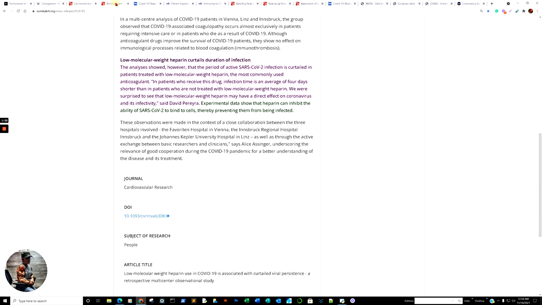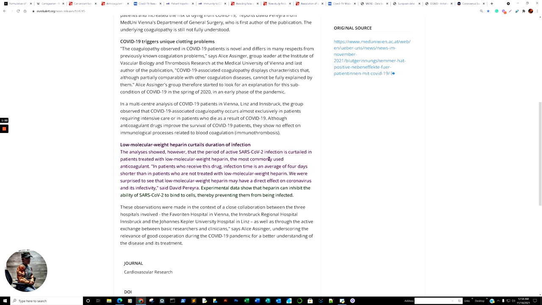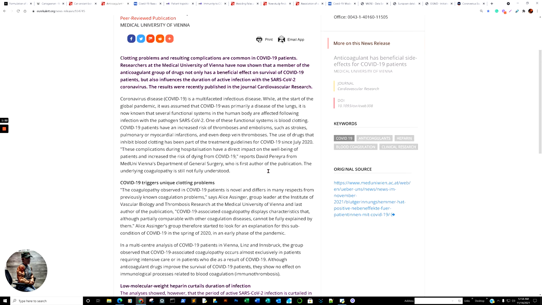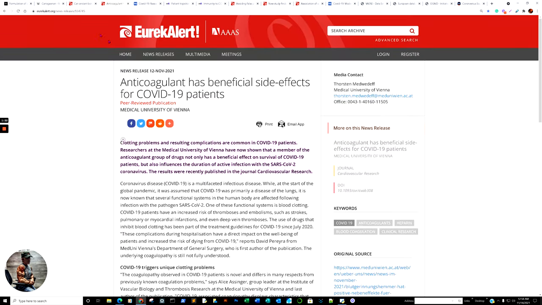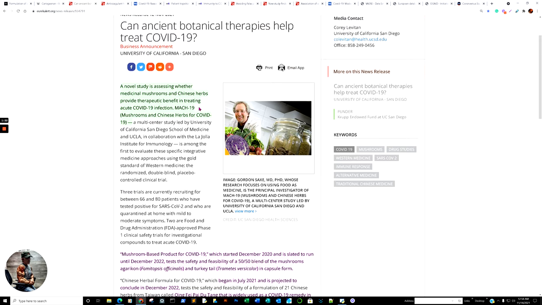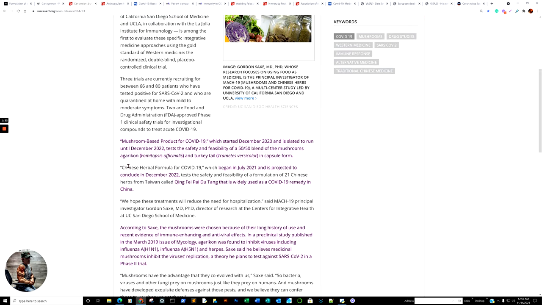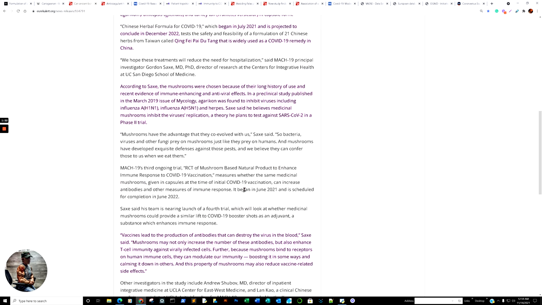All right, after that, anticoagulant, heparin, showing a lot of promise. I'd like to see it get more traction as opposed to the other well-named medications that are out there. Mushrooms, agarikon and turkey tail, real promising, a 50-50 blend. And this formula, which I would love to pronounce, I'll give it a shot, but I haven't heard it yet, so I don't want to be disrespectful. It shows possible great promise, and it is in trials.